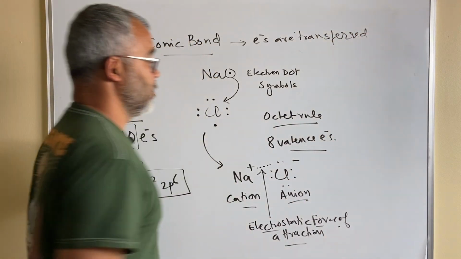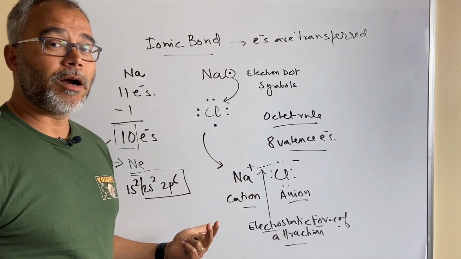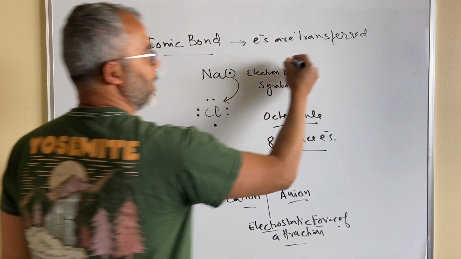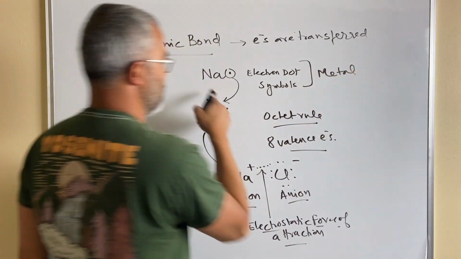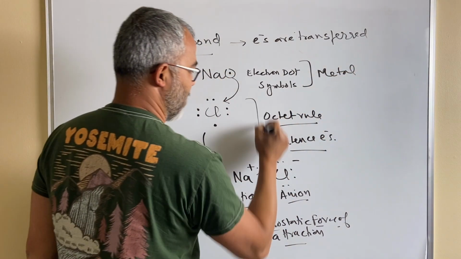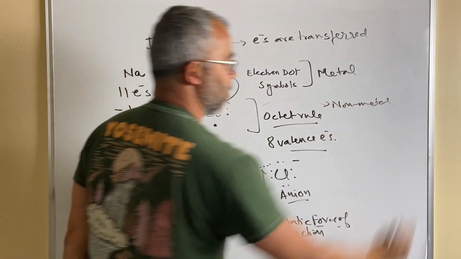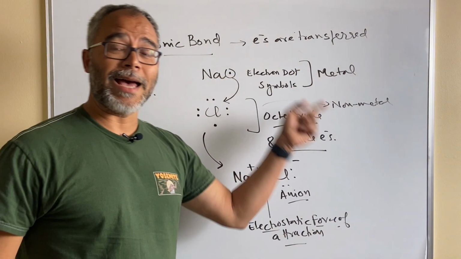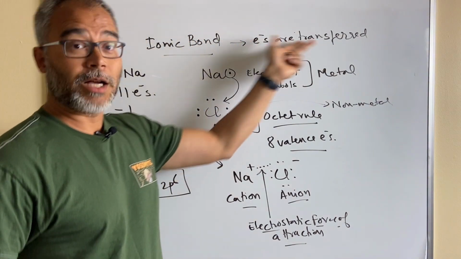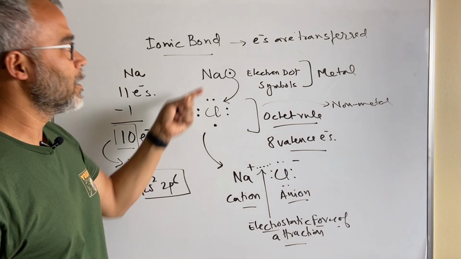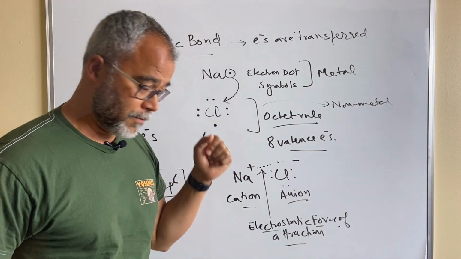Between what? From one atom to another, okay? And so what kind of atoms are involved in ionic bonding? Typically, you have a metal. So see, sodium is a metal, and then you have a non-metal. So ionic bonds are bonds that are formed between the metals and non-metals, okay? They're formed by the complete transfer of electrons. Electrons are transferred from the metal to the non-metal.